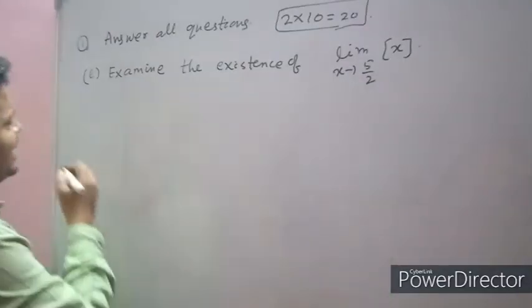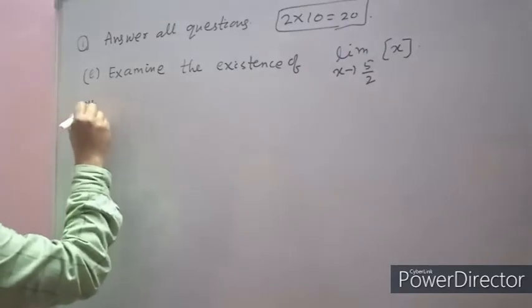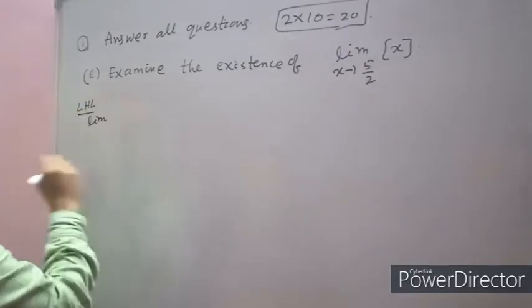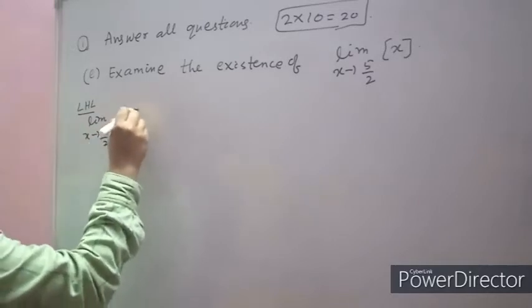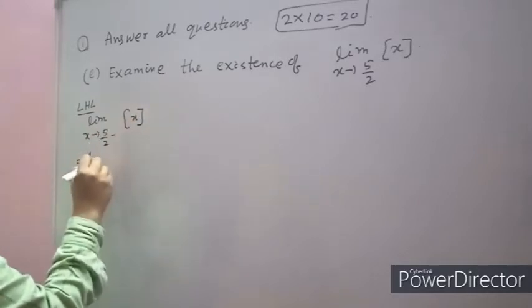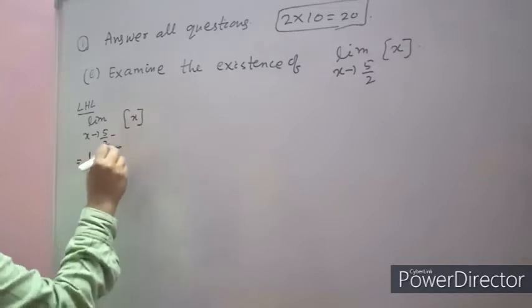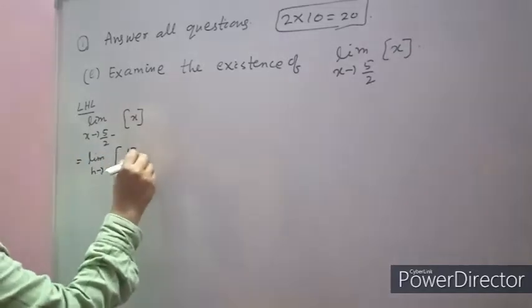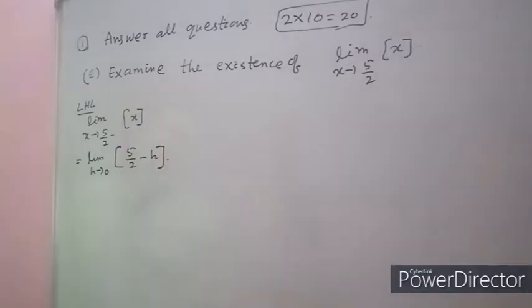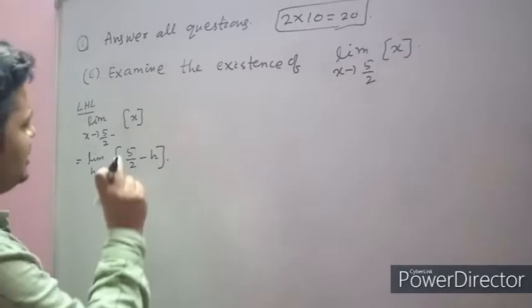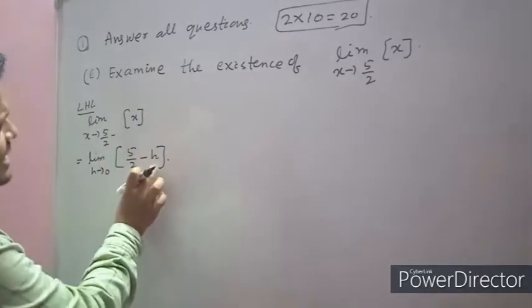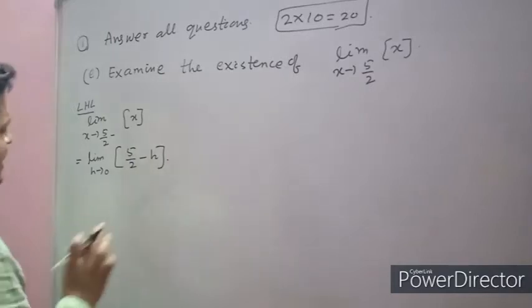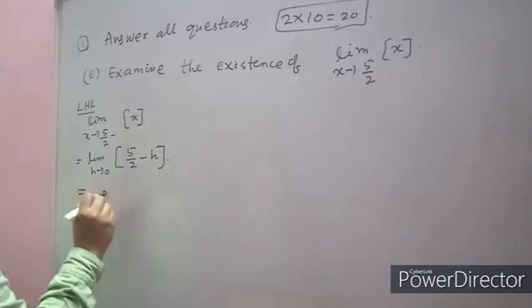So you can take the left hand limit, that is limit x tending to 5/2 minus of [x], that is limit h tending to 0 of [5/2 minus h], right? 5/2 is not an integer, so you take a value which is very small. So 5/2 minus h still lies between 2 and 3. So the bracketed value becomes 2.